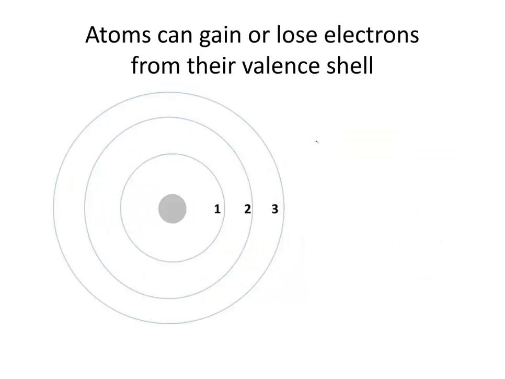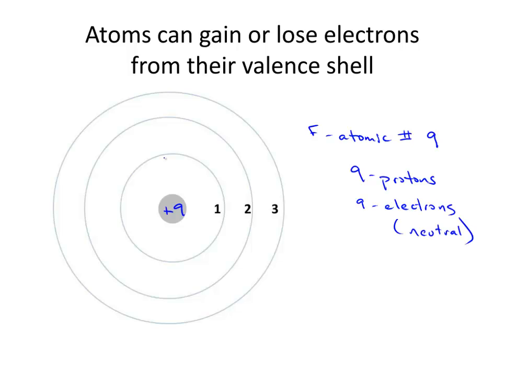For example, fluorine is atomic number 9, which means that it has 9 protons in the nucleus. I can represent this as a +9, and it also has 9 electrons in the neutral atom. Now, we know that 2 electrons can fit in the first level, so that takes us to the second level. So this would be electron 3, 4, 5, 6, 7, 8, 9. So the second level with fluorine is not full.